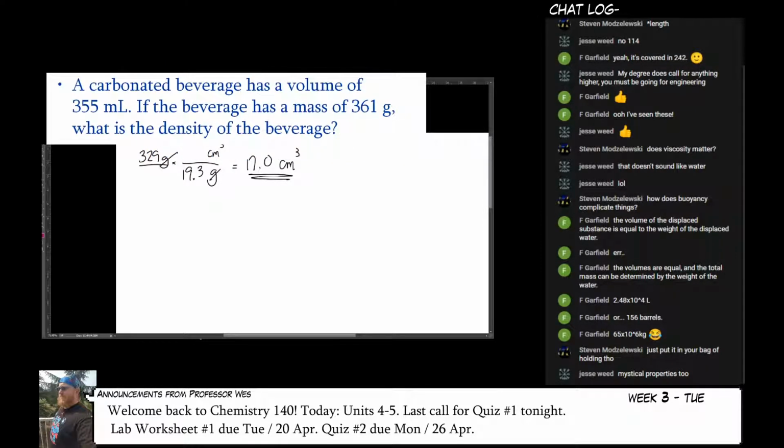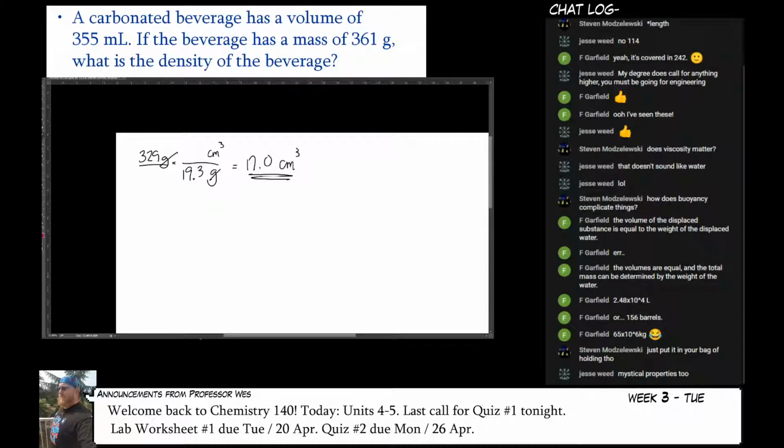This one is just a simple density calculation. Here's the mass, here's the volume, tell me the density. Okay, well, I could do that. 355 milliliters, by the way, is the common volume for soda. It is 12 fluid ounces, but imperial units are silly. So we use grams and milliliters. There you go. That'd be the density of this beverage.